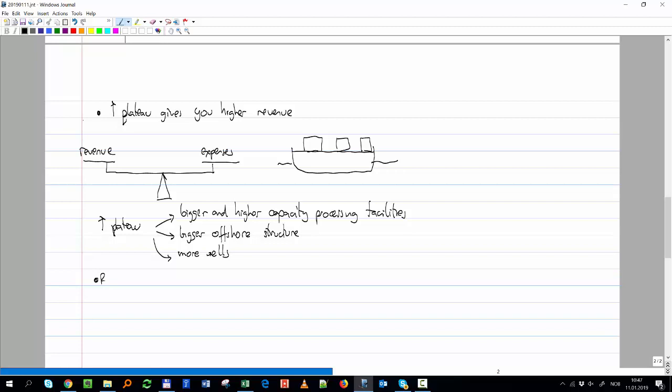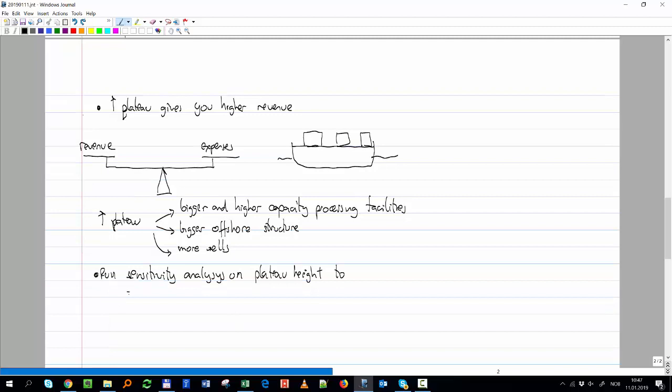you have to run sensitivity analysis, and that's typically done, and you're going to do it also, run sensitivity analysis on the plateau height to define the rate.